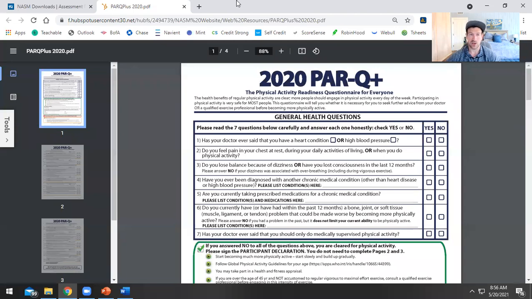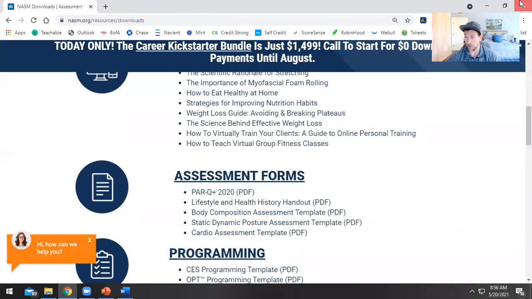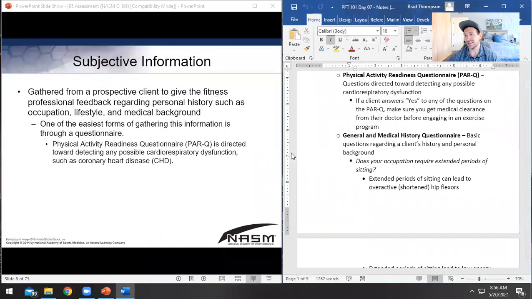But this new version is a written agreement. It's set in stone. It goes in their file. You're not going to lose it. So it's a little bit of a better version. They've upgraded it over the years.